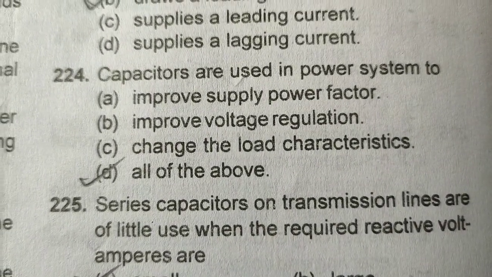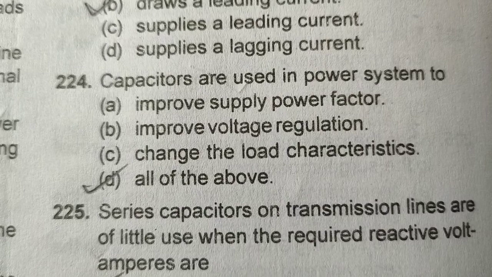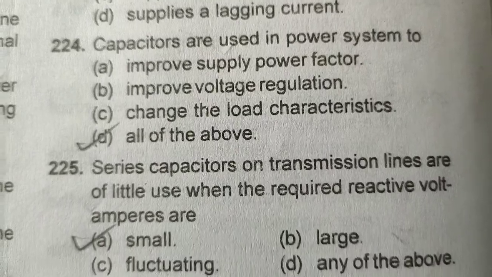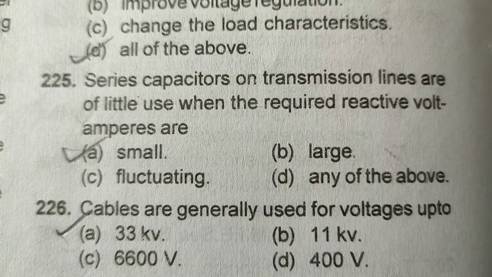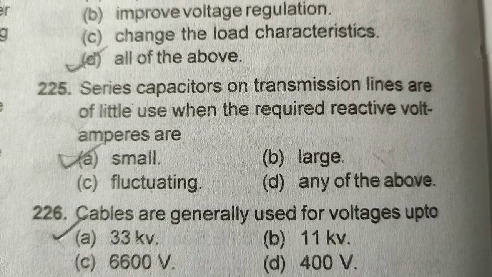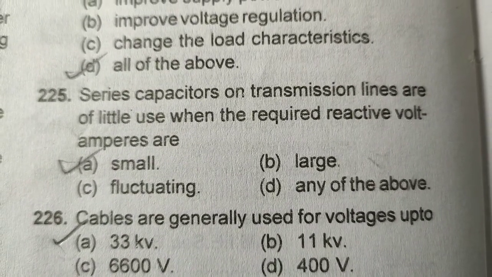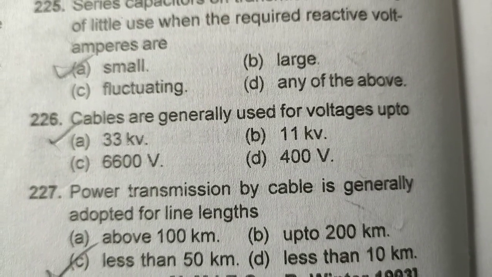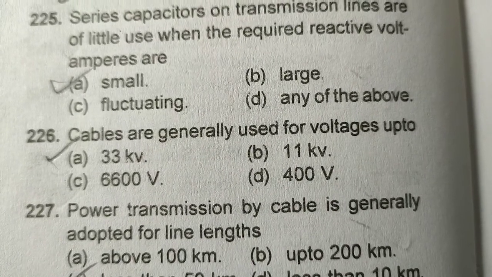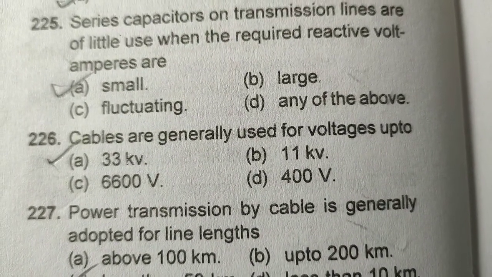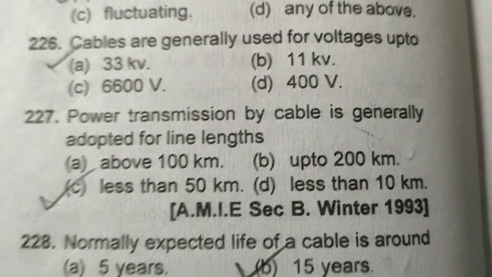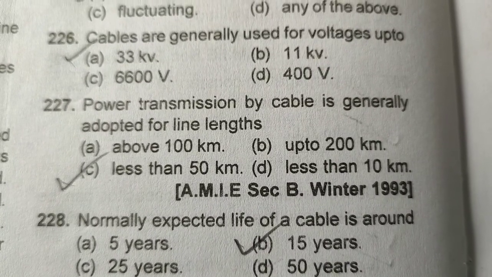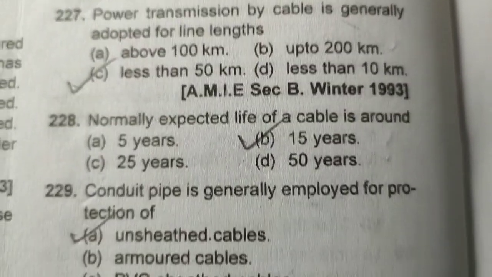Capacitors are used in power system to improve the supply power factor, improve the voltage regulation, change the load characteristics, all of the above. Series capacitors on transmission line are little used when the required reactive volt amperes are small. Cables are usually used for voltage up to 33 kV. Nowadays, 220 kV and 132 kV cables are being used. Power transmission by cable is generally adopted for line length less than 50 kilometers.